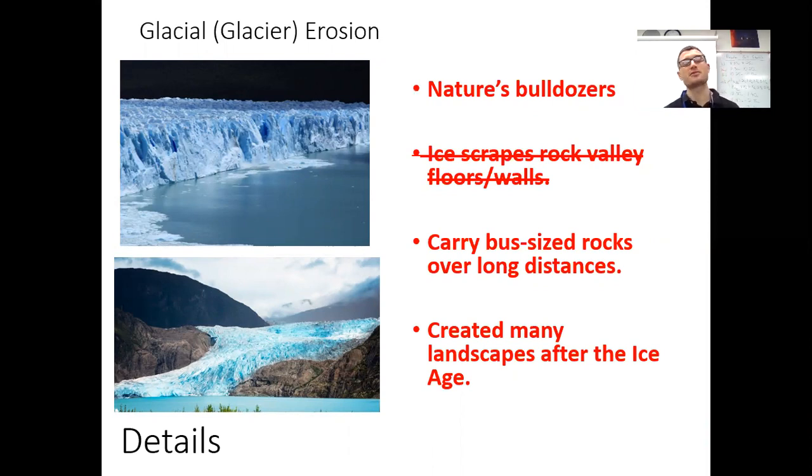And eventually, and again, this is very slow. It happens over a long period of time, and it moves it to the ocean. Yeah, and these created many landscapes after the Ice Age. So for this, guys, again, leave a little room because we still need examples here. These are the details. We still have 2 examples I want to show you guys.